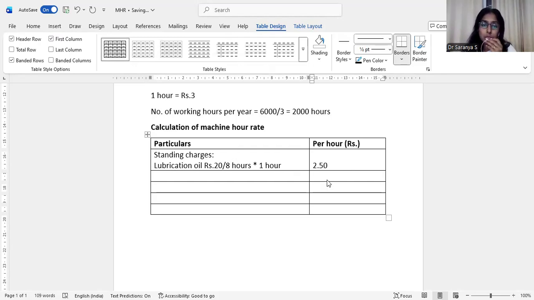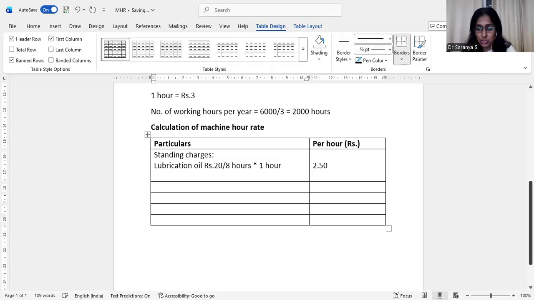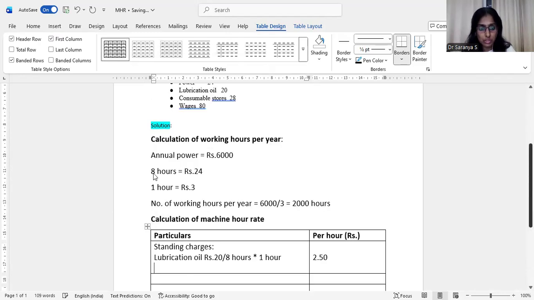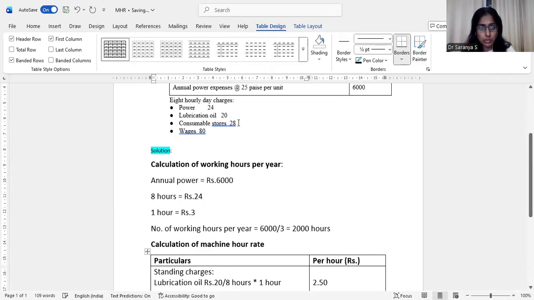Okay, I repeat. Lubricating oil is rupees 20. That is for 8 hours. So for 8 hours, if it is rupees 20, how much for 1 hour? It is rupees 2.5. Okay, the next one. The next expense we have is consumable stores. Here it is mentioned. Consumable stores is rupees 28.